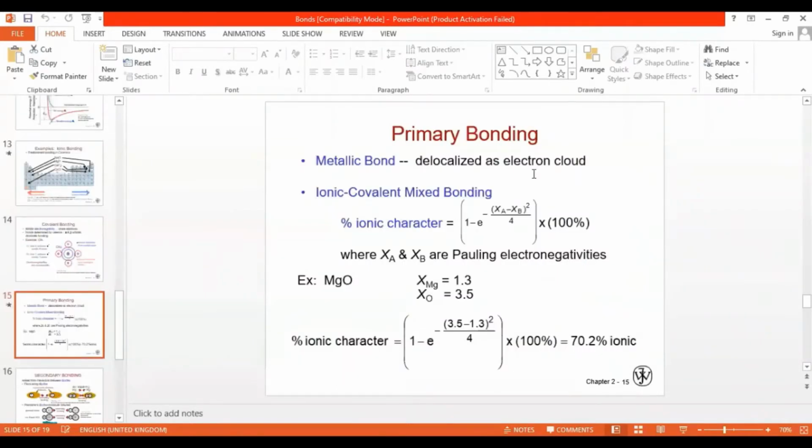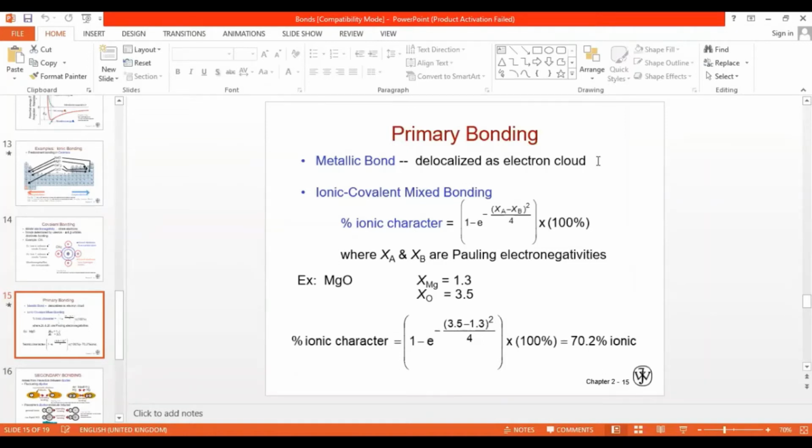Primary bonding. Metallic bond: delocalized as an electron cloud. The bond formed between metals is called a metallic bond, for example sodium or potassium. So these all are metallic bonds, between metal and metal. If there is a metal bar, then the atoms join there by metallic bond.